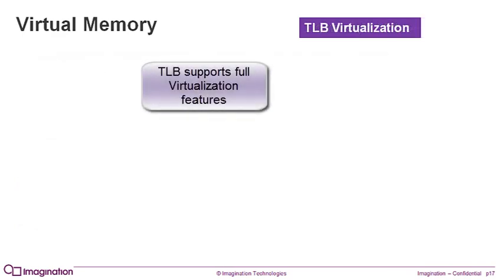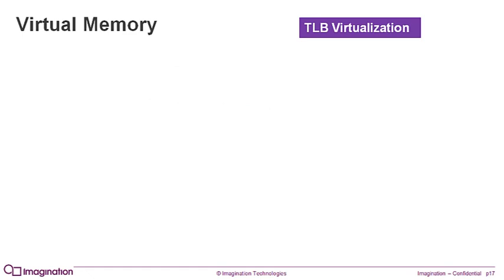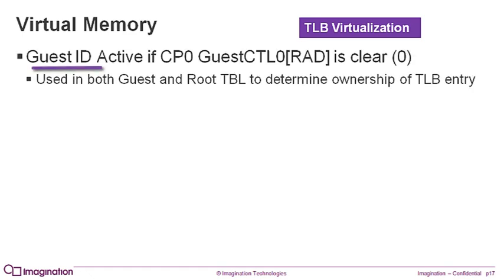A TLB type of MMU is used to support full virtualization features. There are two ways to associate TLB entries with a specific context of a guest software. A guest ID can be used to tag all entries in the TLB associated with a specific guest. The guest entry number is used when writing the TLB entry. It comes from the current value of the root GuestCtl1 ID field. The guest ID is active if the CP0 register GuestCtl0 RAD field is 0.